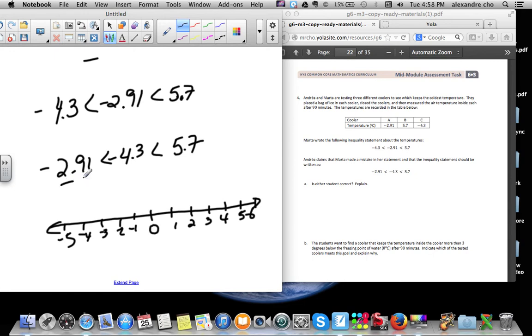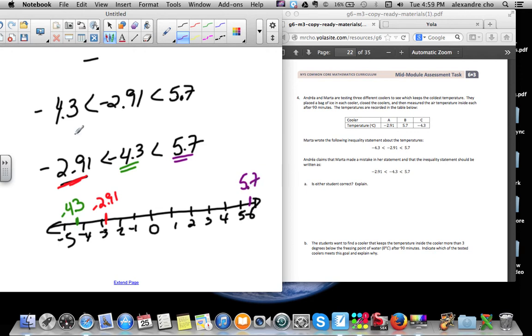So the first number, let's just use this one, -2.91. I'm going to change colors. -2.91 is about here, very close to -3. And then with another color, I'm going to do -4.3. Well, we're walking: -1, -2, -3, -4. So -4.3 is a little bit past, it's right here. And then with another color, I'm going to plot 5.7. 5.7 is positive, so it's on the right side. 1, 2, 3, 4, 5. And 5.7 is very close to 6. And that goes right up here. So there is our order of numbers.